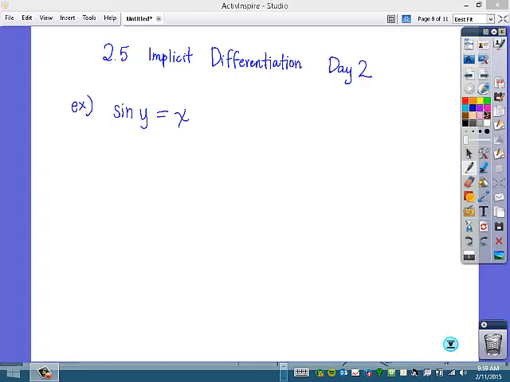Today we are continuing with implicit differentiation. Our problems are just getting a little bit more complicated and we're throwing some trig in there. So first, the derivative that you're going to find: sine of y equals x.